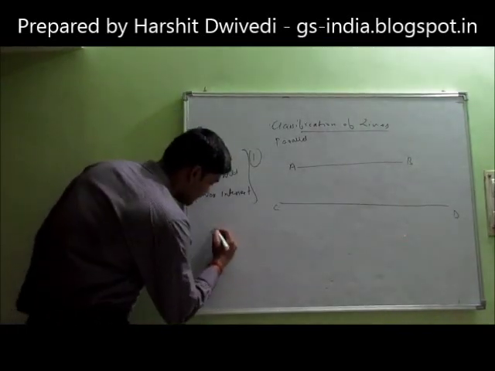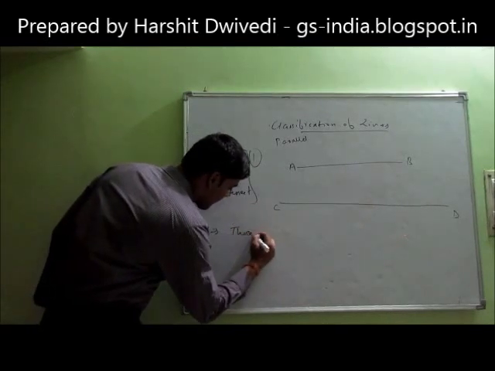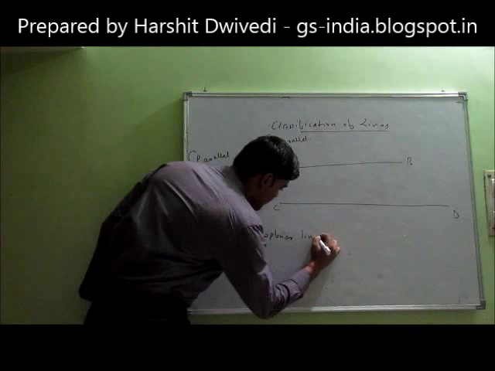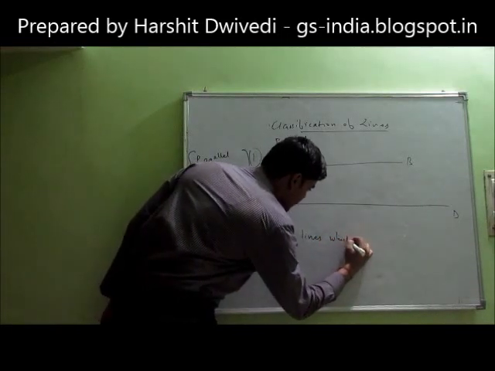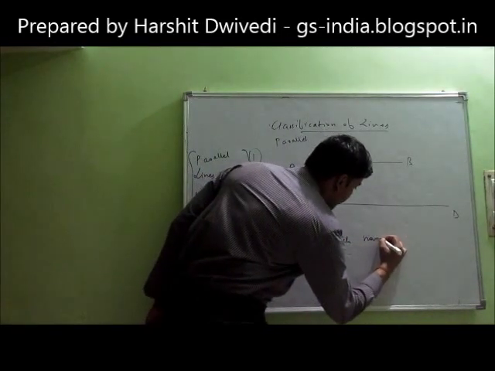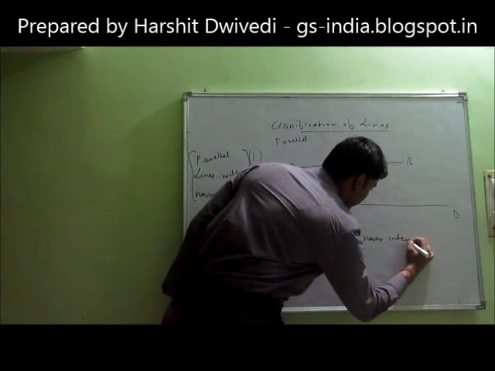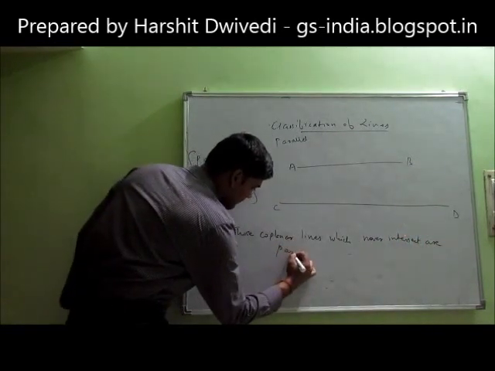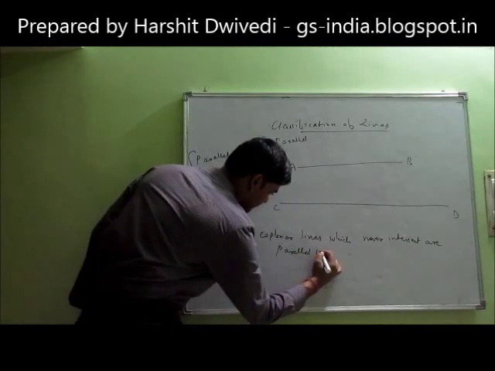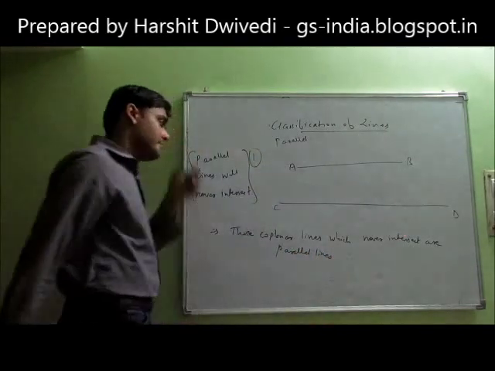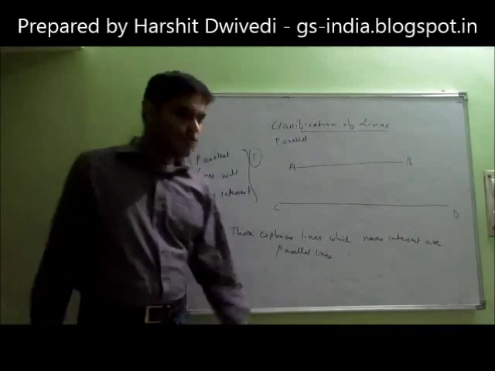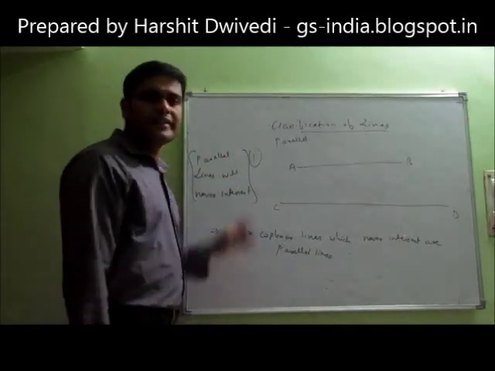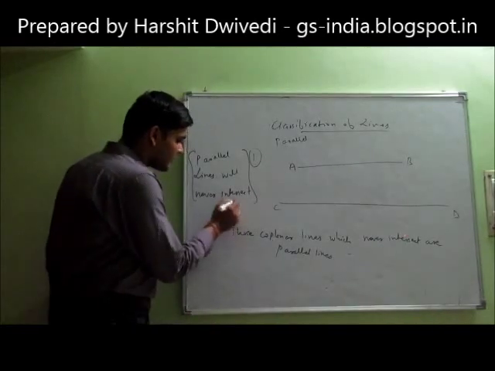I will write it here. Those coplanar lines which never intersect are parallel lines. These two lines are not going to intersect, so they are parallel lines. These two things are basically the same thing.